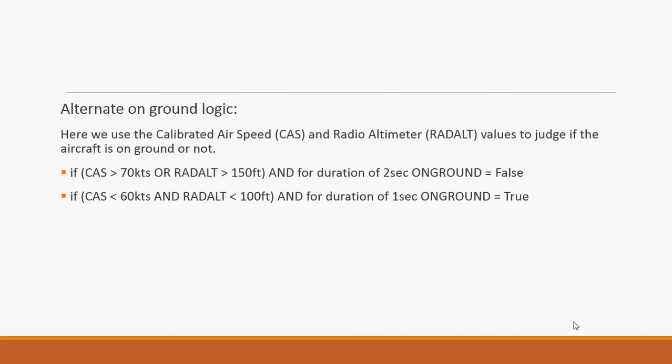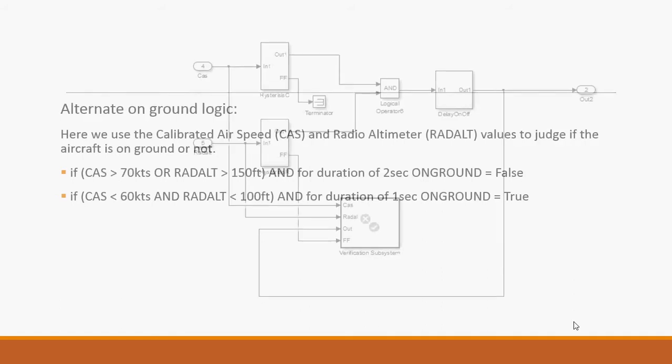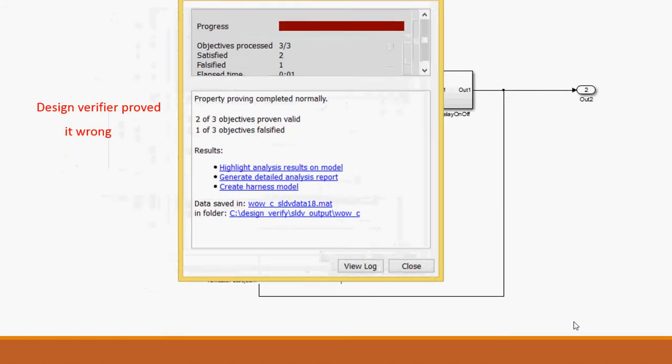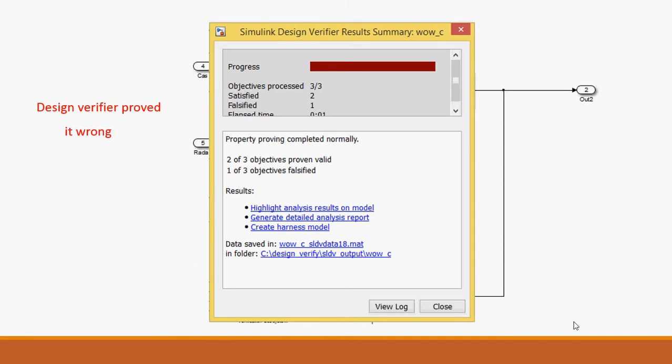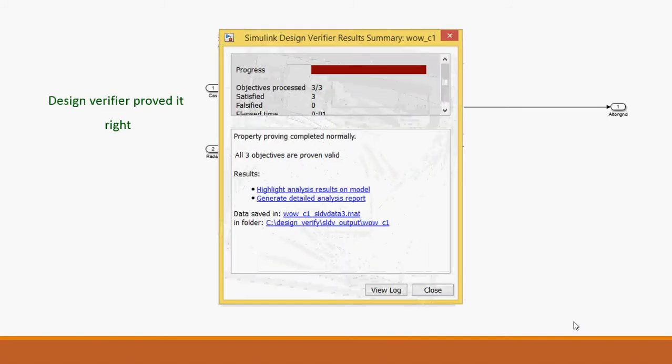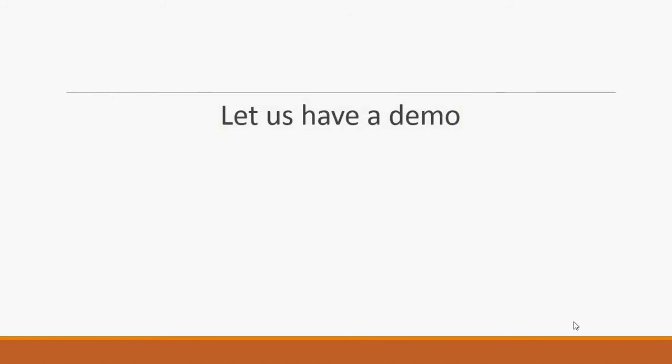We reduce the number of frames for faster results, but the duration can be extended to 1 and 2 seconds. Our first design used independent hysteresis for CAS and RADALT, but this was proved wrong by Design Verifier. We made some changes to the same and combined CAS and RADALT into a single unit. This design was tested and Design Verifier results showed that it satisfied all system requirements. Let us look at a demo now.